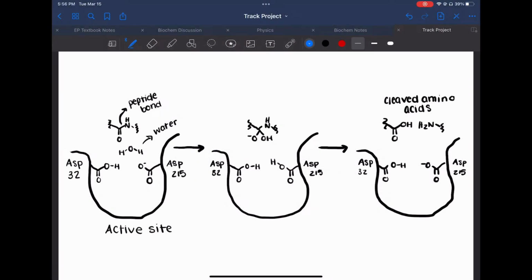This slide shows the arrow pushing mechanism. The acidity of aspartate residues in the active/catalytic site functions to cleave the targeted peptide bond of the substrate through a mechanism of general acid-base catalysis. Water plays a crucial role in this mechanism.